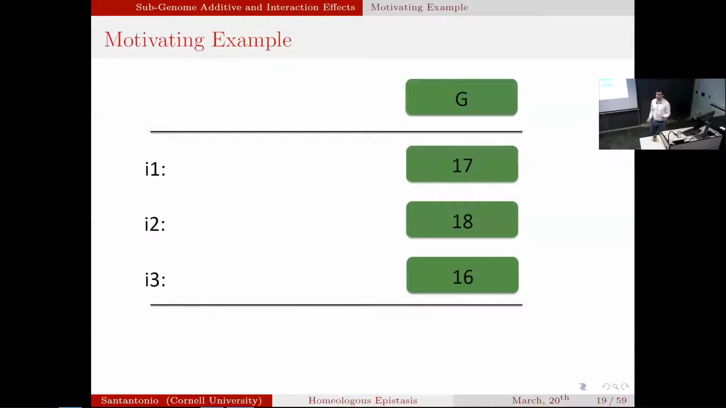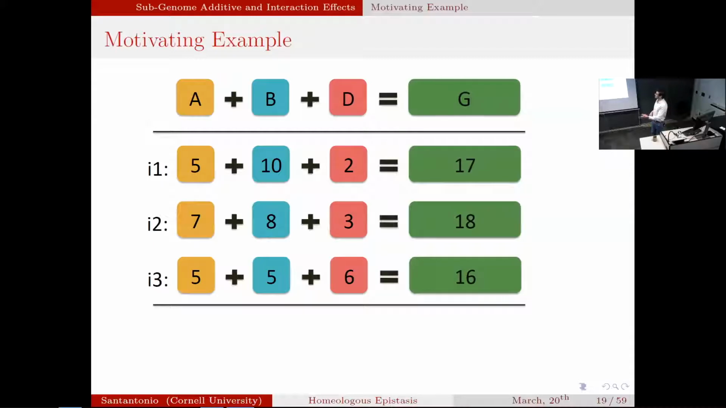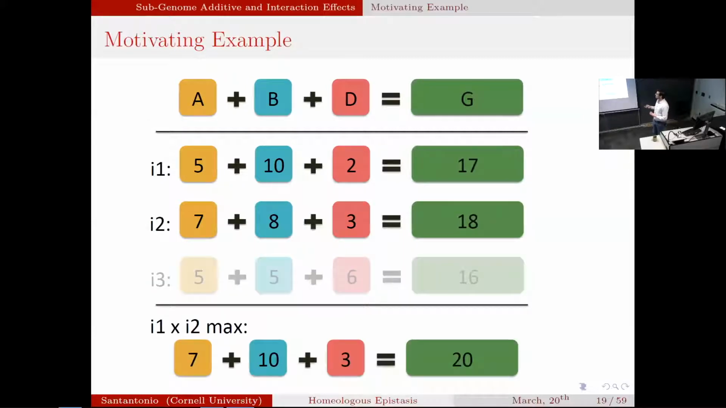Imagine we have this little toy population of 3 individuals, and we want to pick 2 to mate. The obvious choice might be individuals 1 and 2, which have the highest 2 values. But if we could see their individual effects for their subgenomes, we'd note that while they both have very good A and B genomes, they don't have a very good D genome. So when we mate these two, the best value we could possibly obtain is 20.